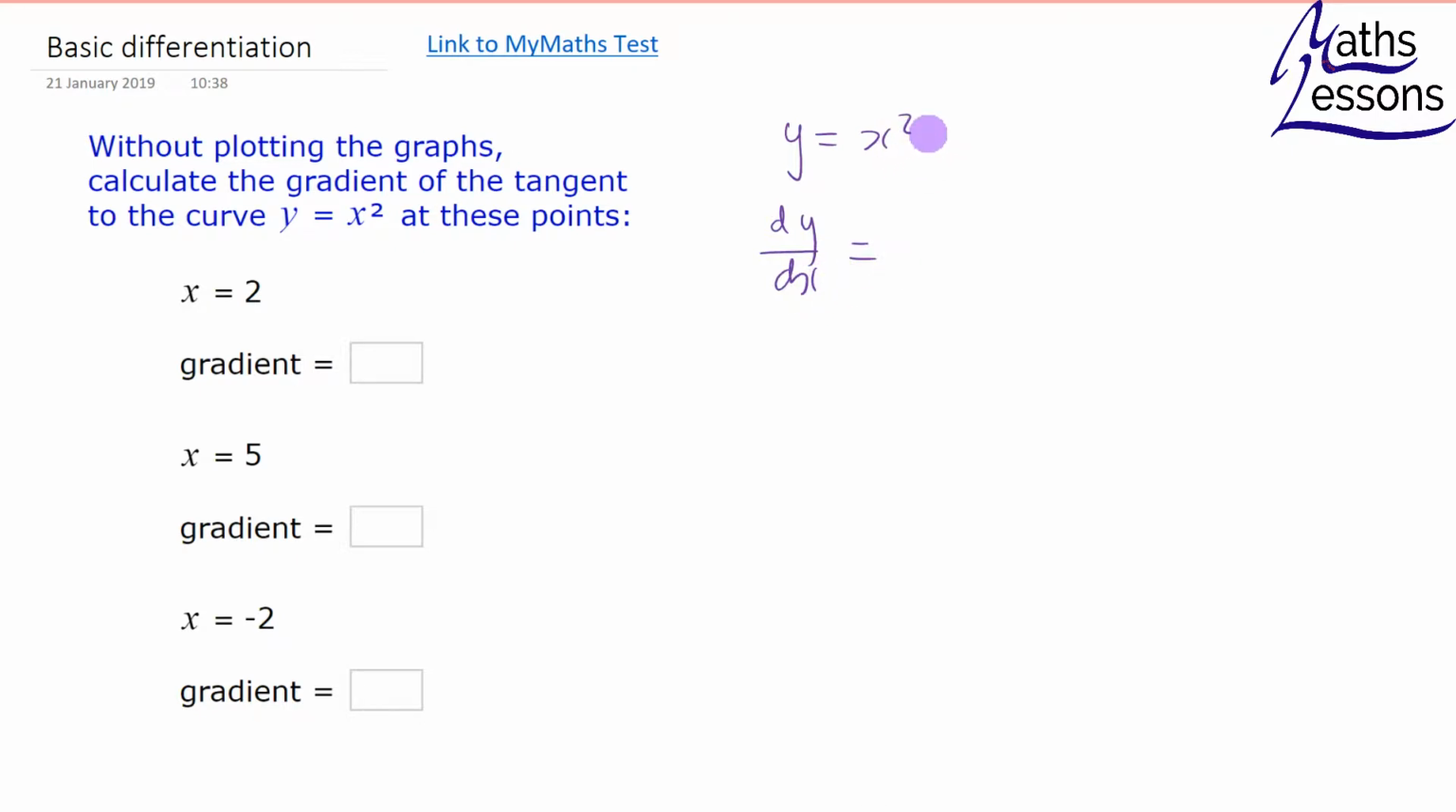and we differentiate, we times by the power, so we get 2. We take 1 off the power, so we get x to the 1, which is the same as just 2x. So that's our gradient function. Now we want to find the gradient when x is 2. So we put 2 into this, we get 2 times 2 is 4. When x is 5, we put 5 into this, and we get 2 times 5, and that gives us 10. When x is minus 2, we put minus 2 into this, and we get 2 times minus 2 is minus 4.